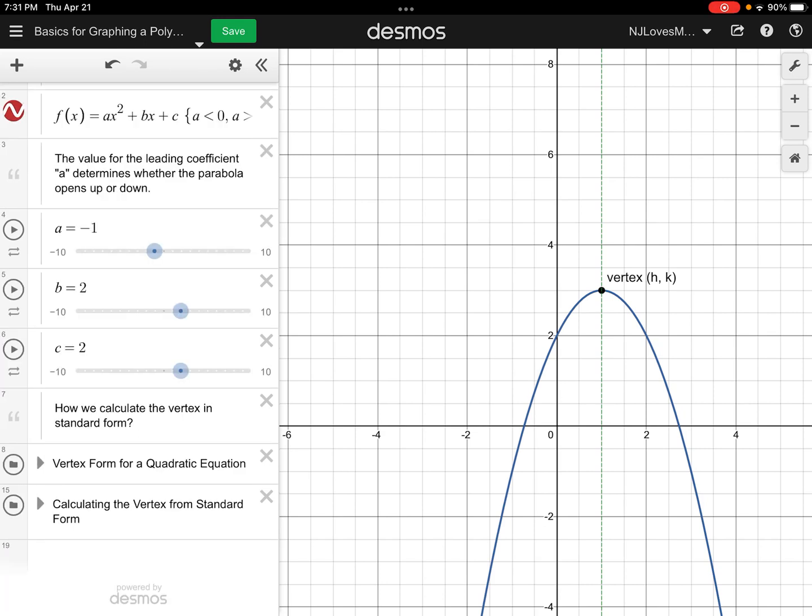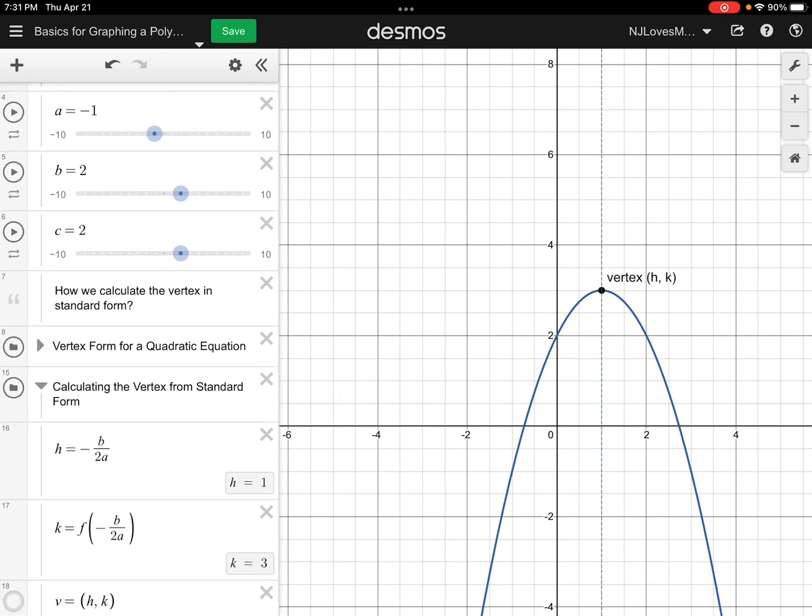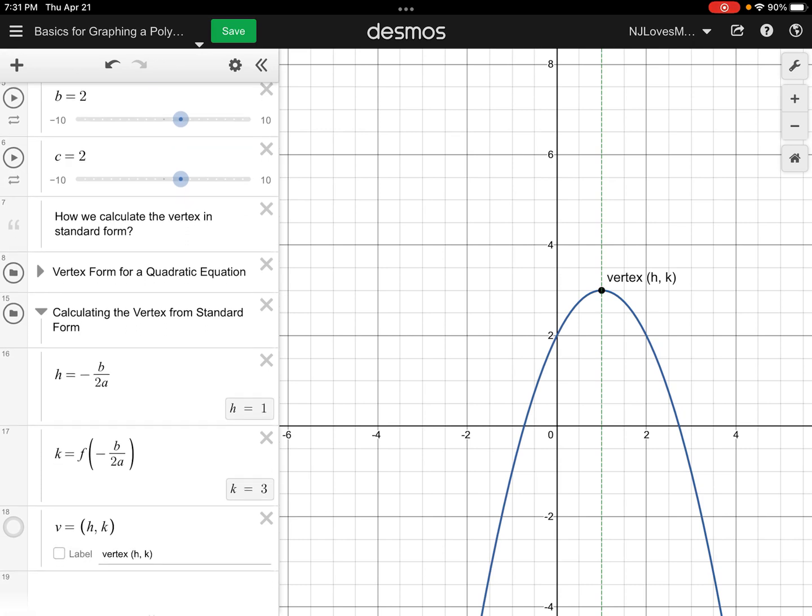And so what I love is there's also a way to calculate. If we're given the equation in standard form, there is a way, as long as we memorize it, to calculate the vertex directly from the standard form, and that is negative b over 2a. That gives us the x value for the vertex, and the y can be calculated by putting negative b over 2a into the function itself as the x value.